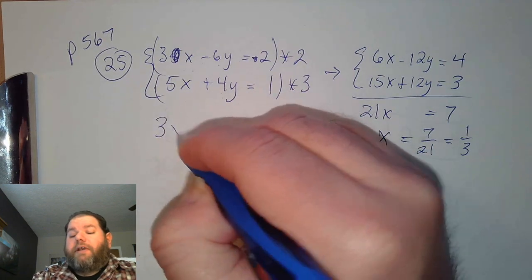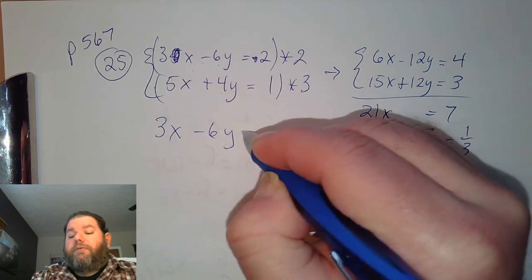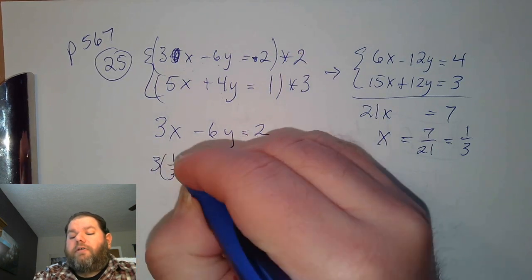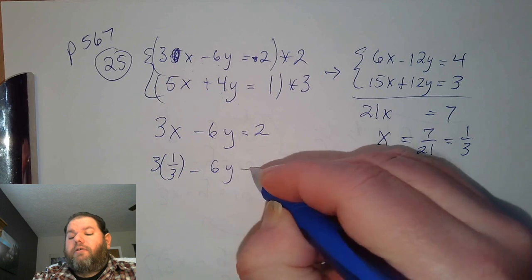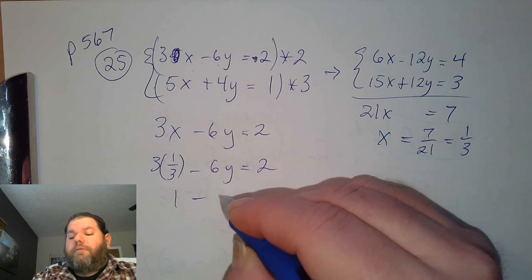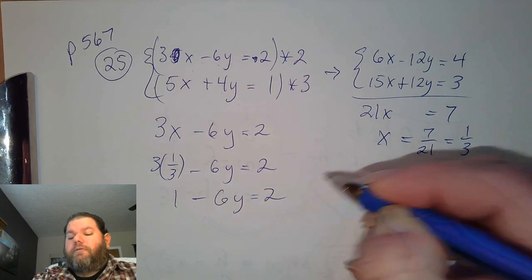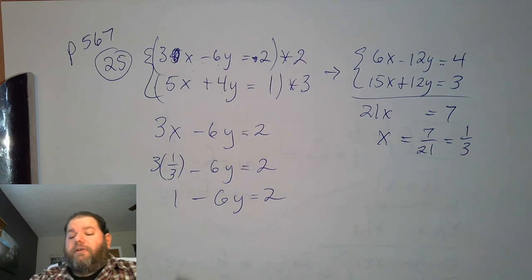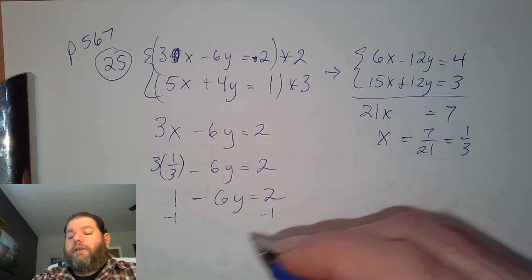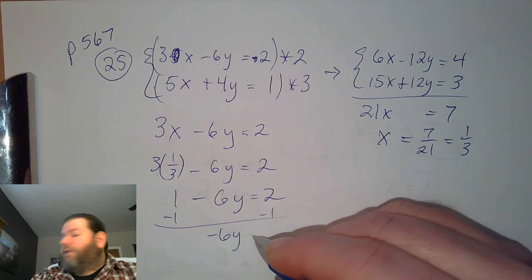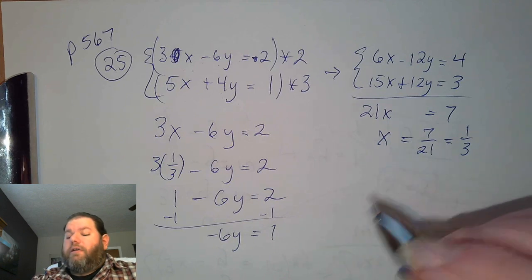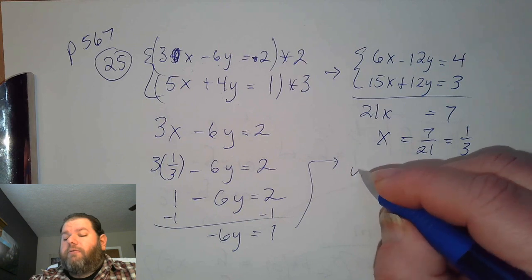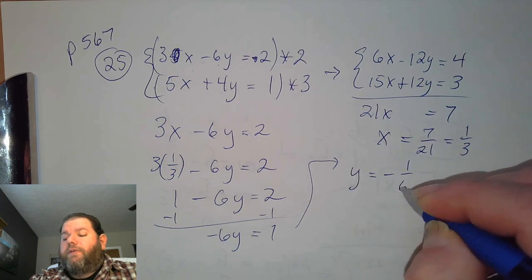So if we take 3x minus 6y equals 2, plug in 1/3 for x, so 1 minus 6y equals 2. Well, it looks like y is going to be a fraction also, but at least we won't have any trouble getting it. So negative 6y is equal to 1. And then we just divide by negative 6. So y will equal negative 1/6.